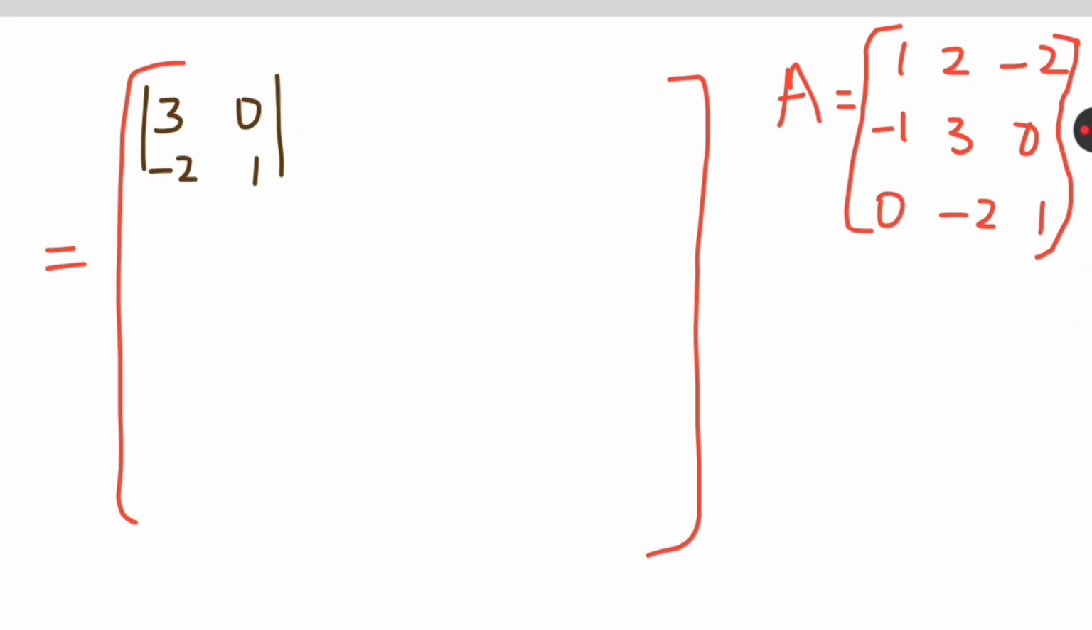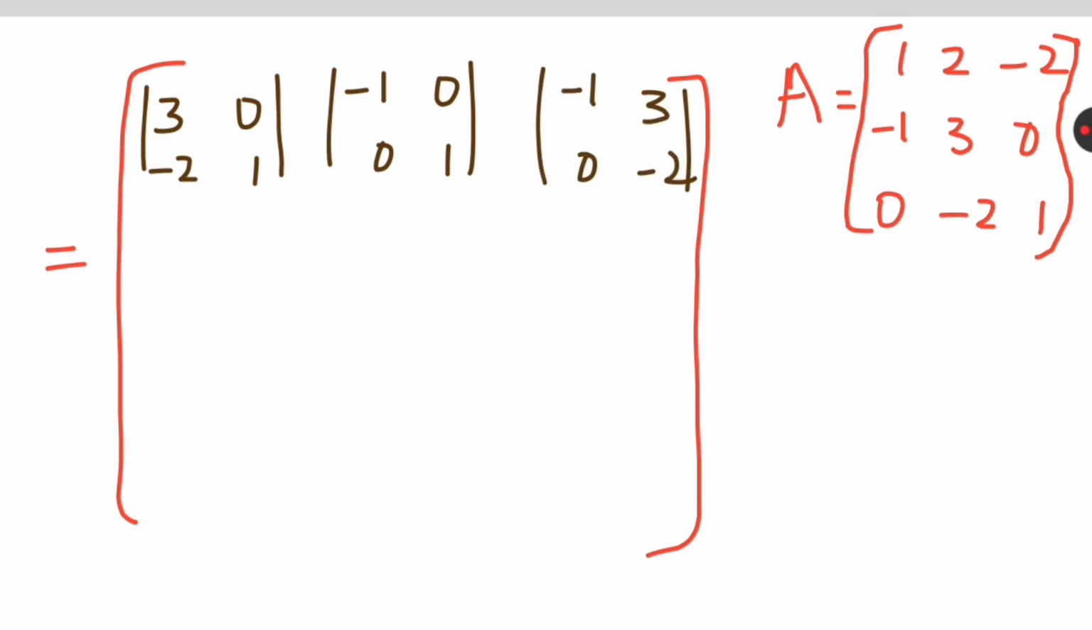And then you take the first row second element. For that you cancel the second column and first row. So what we are left with is minus 1, 0, 0, 1. And then for the first row third element, you cancel the first row and third column. So we are left with only minus 1, 3, 0, minus 2. This is our first row. Like that you need to take the second row and third row also.